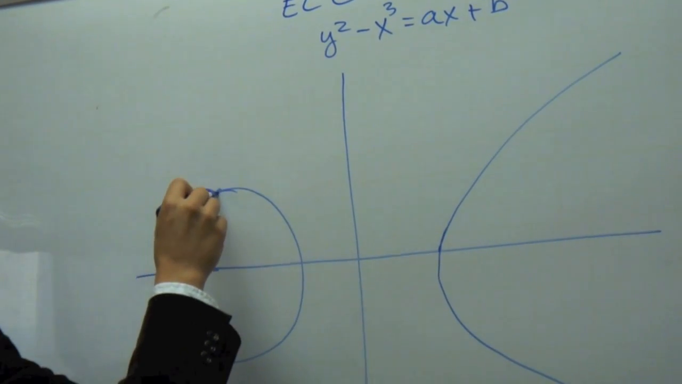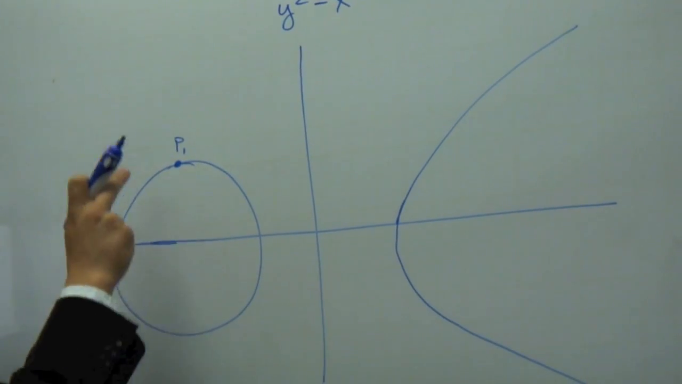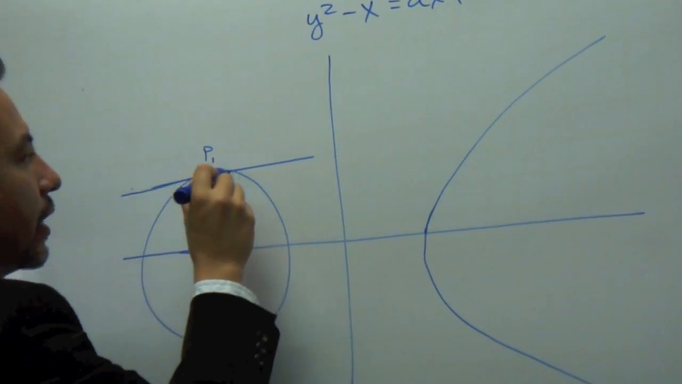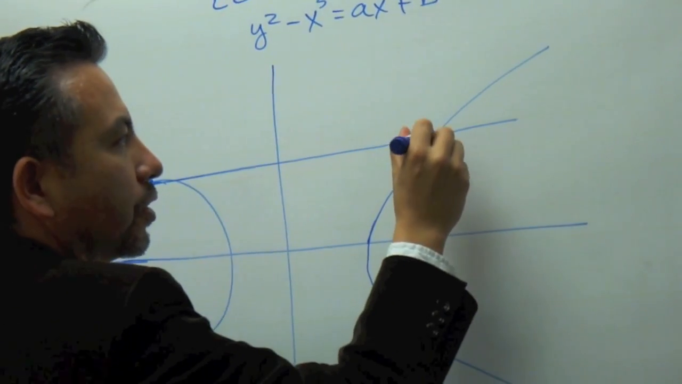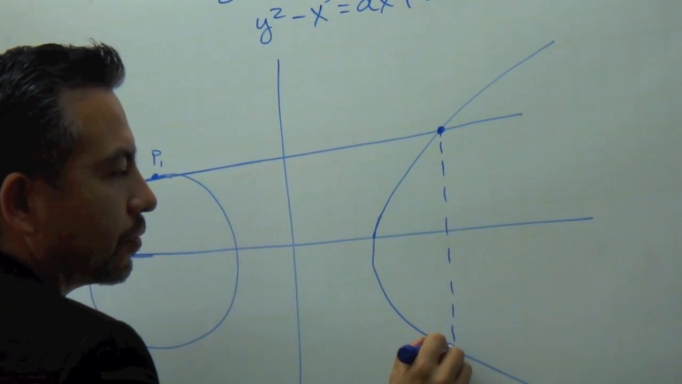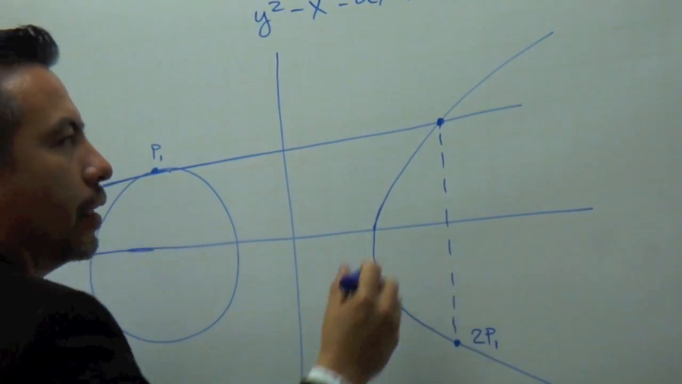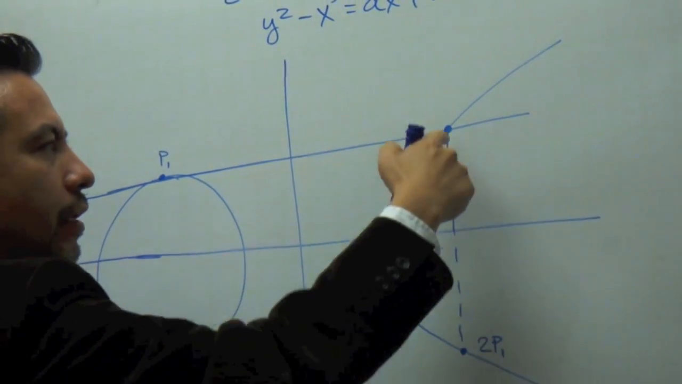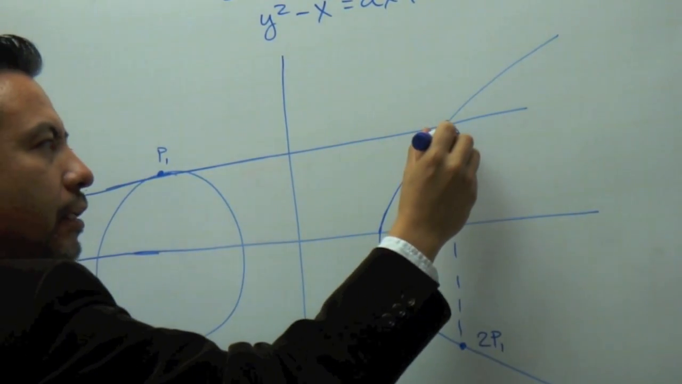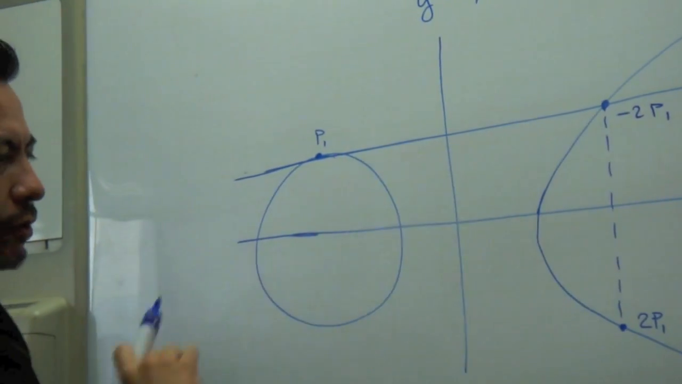And a point to itself. Suppose this is point 1, and we want to add this point to itself. We draw a tangent line. This has to be a tangent line. It crosses here, right? And it reflects here. And this reflection is 2P1. And if this is the reflection and we take this back, that is the inverse, so then it's minus 2P1. Okay? This is adding a point to itself.